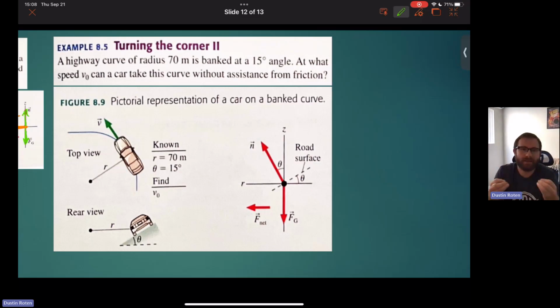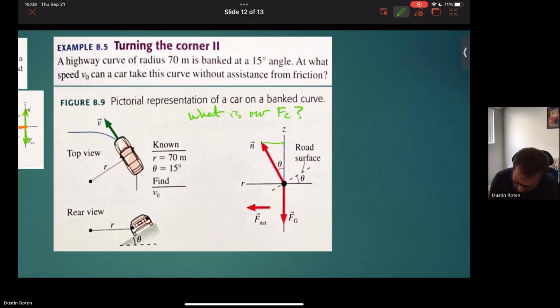We have to have a force holding us in the curve. So what is our centripetal force? If you look here and think about it for a minute, it actually turns out it's a piece of the normal force. Remember, since we're on this incline, our normal force is all wonky. It's got an R piece, it's got a Z piece.